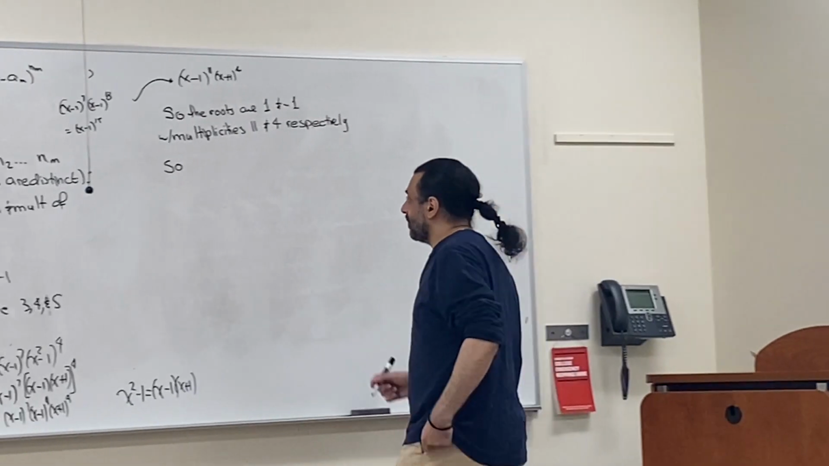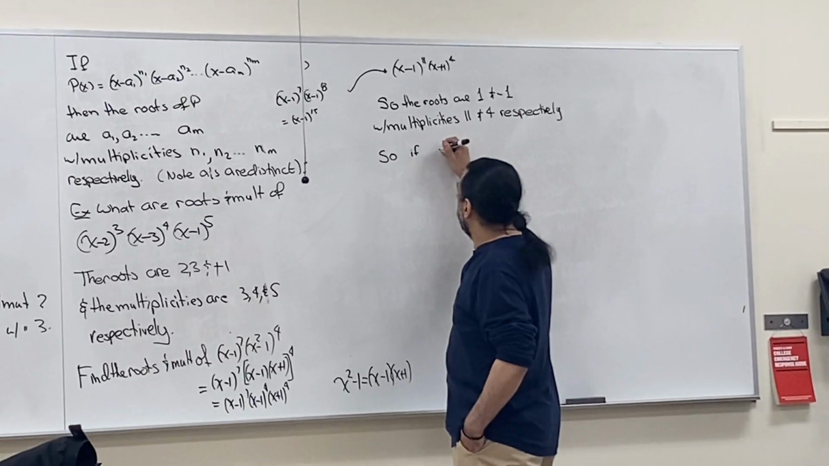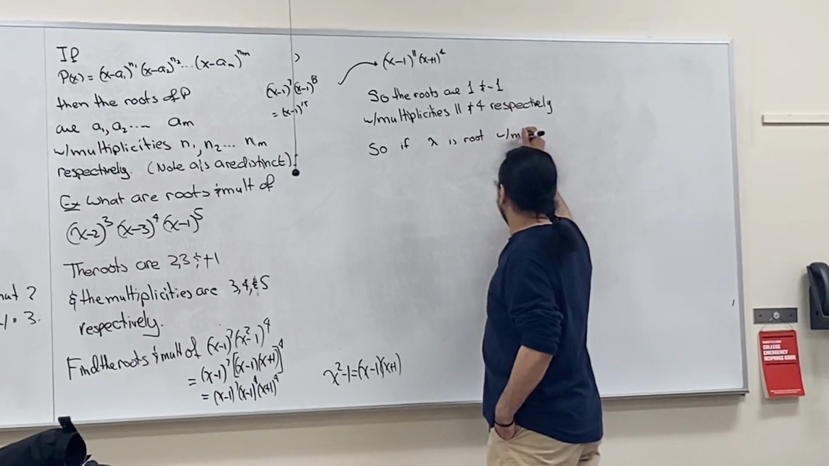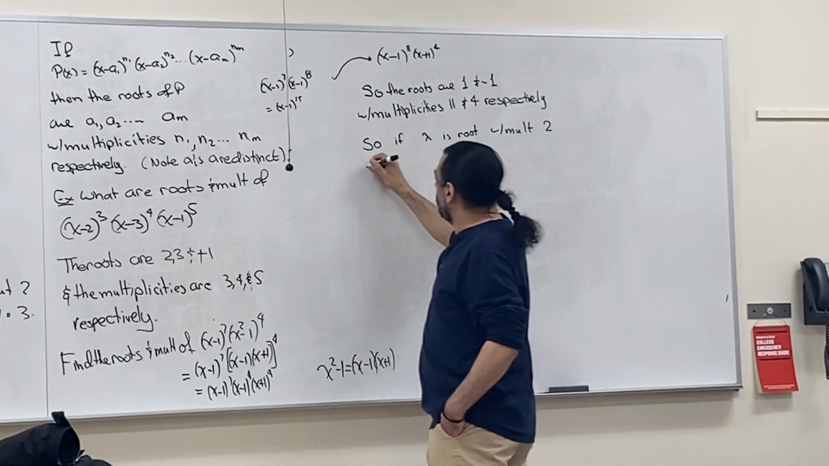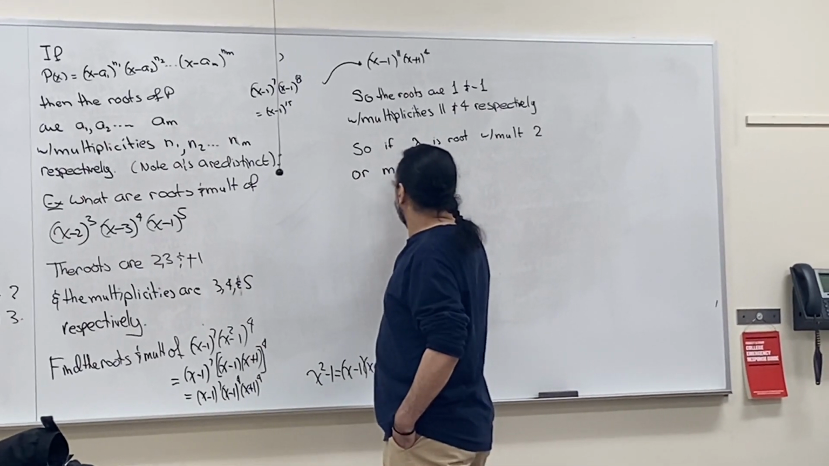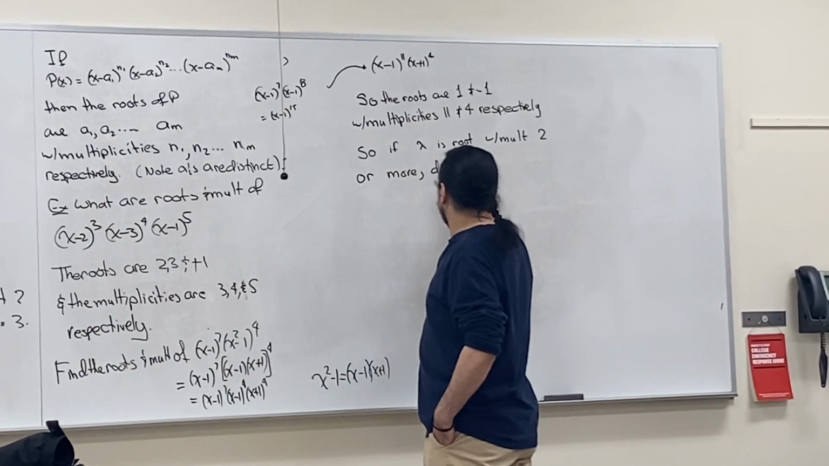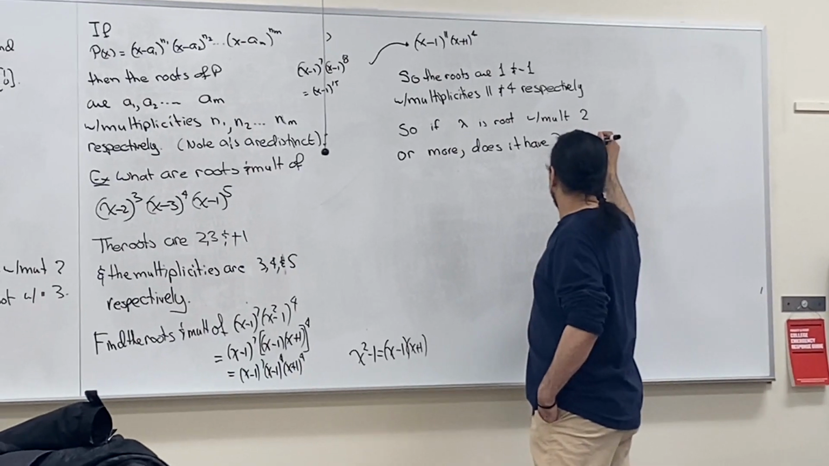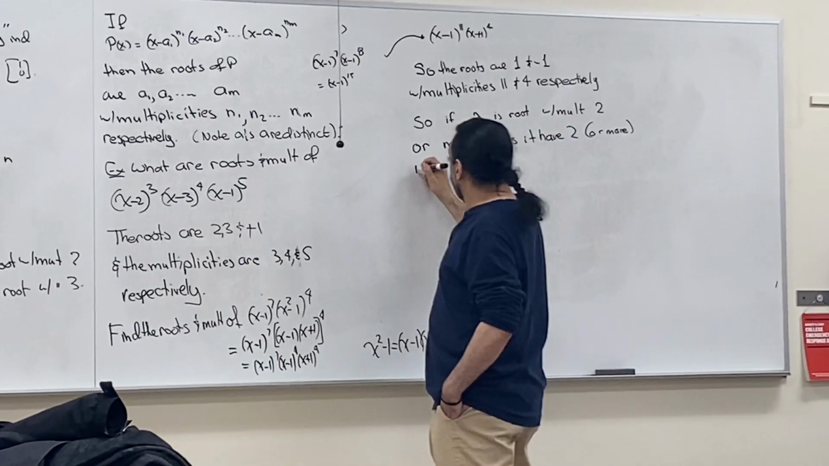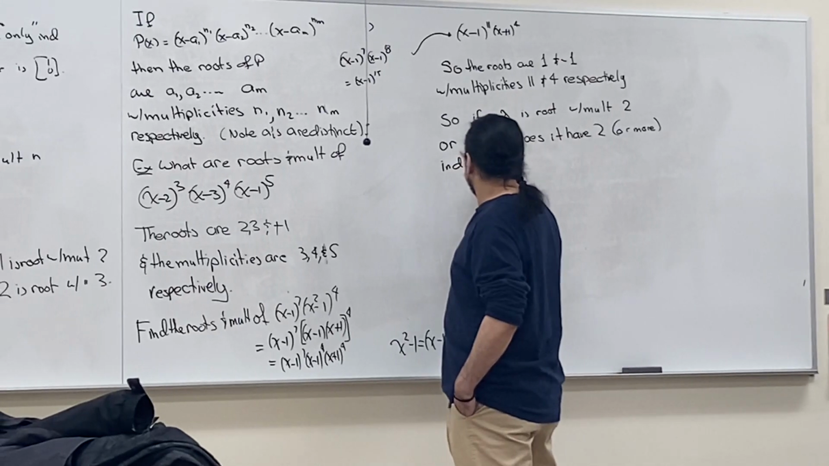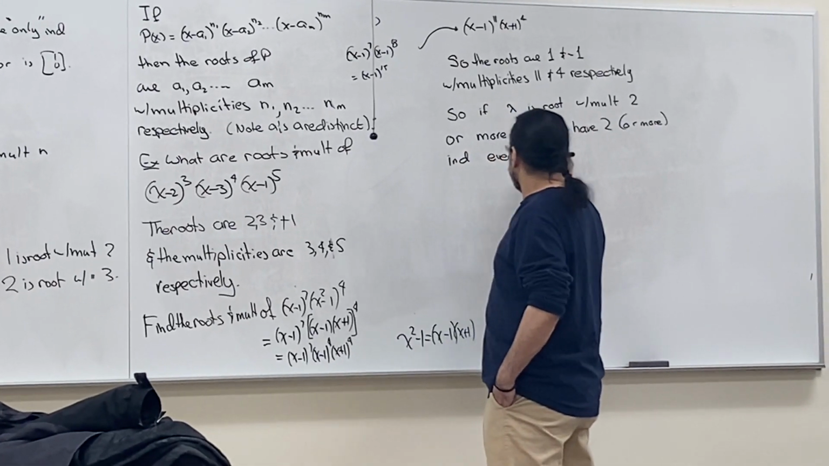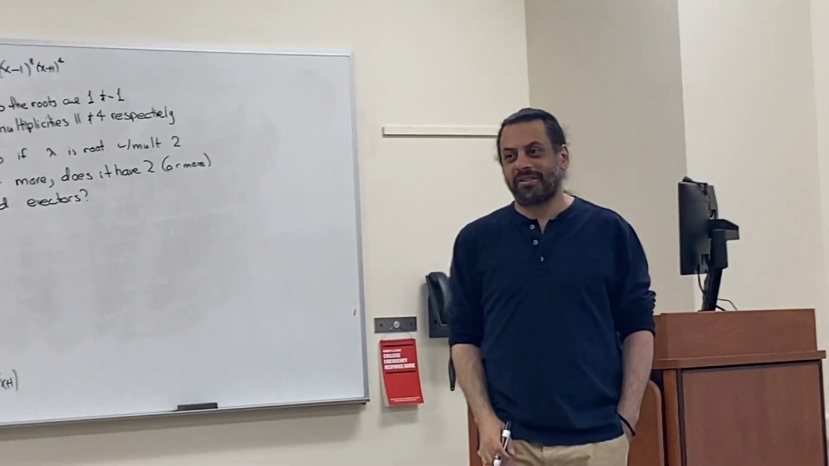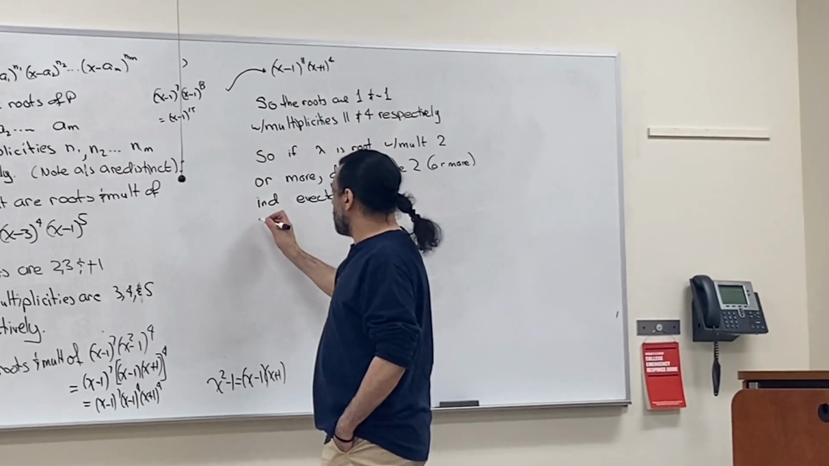This was our classic example. So maybe we say, if lambda is a root with multiplicity 2 or more, does it have 2 or more independent eigenvectors? And we saw the answer earlier today was no, right?